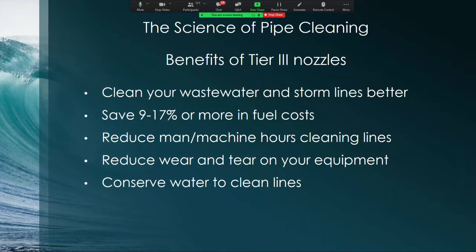So some of the benefits we're going to talk about: we're going to be able to clean your wastewater and storm lines better. By better, I mean more efficiently, possibly quicker, getting more of the debris out of them, helping to reduce things like fuel costs. Typically we can help folks save between 9 to 17%. But even if we only present a 5% decrease in fuel costs, it's still a substantial amount of money. We can also reduce man hours and machine hours for cleaning lines. If it takes all day to clean 1,000 feet of pipe, and I can get 1,500 feet done in that same day, well, it's a better day and it's more productive.